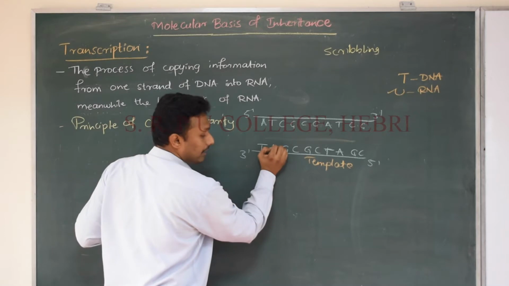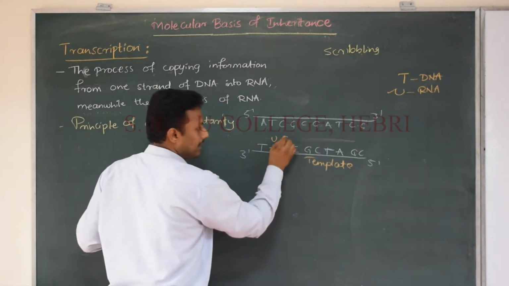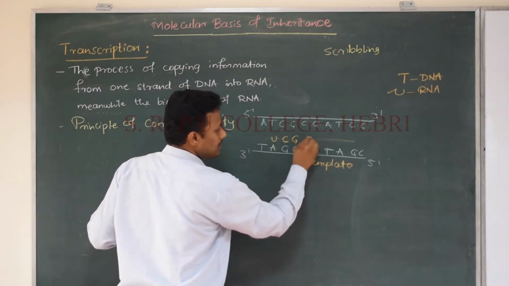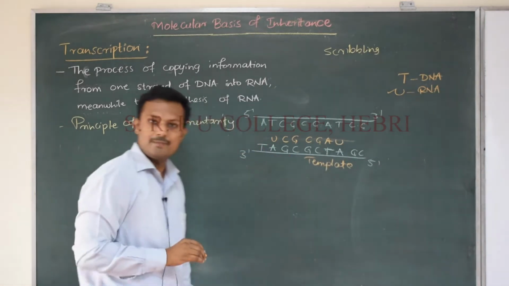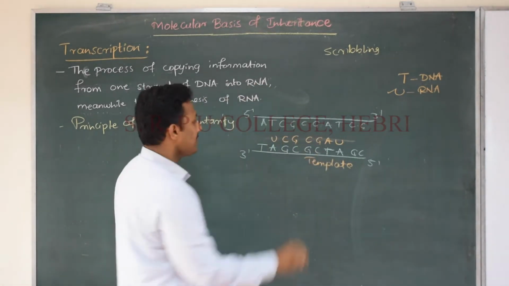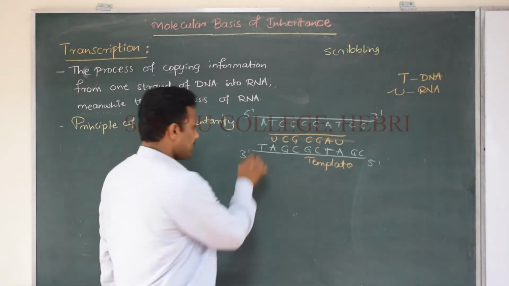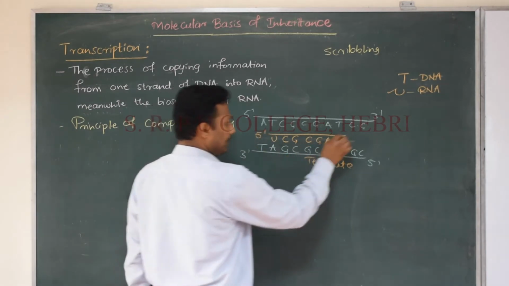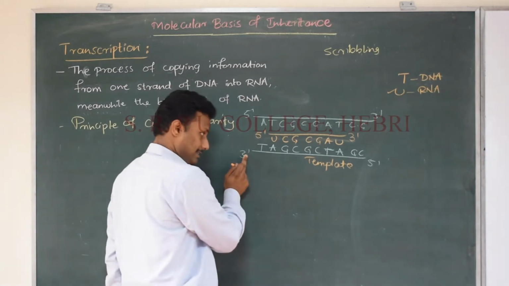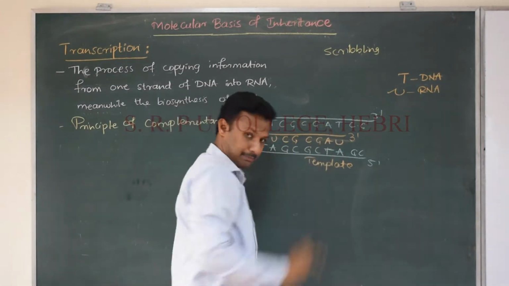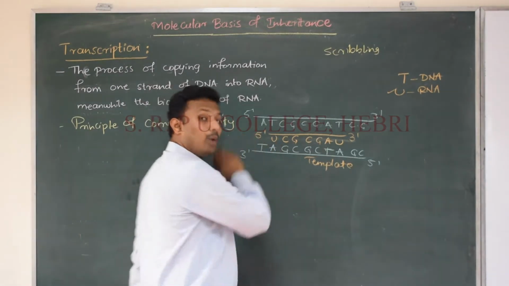See, here in front of A, U should come, you know, because T is not there, and here C comes, G comes, C comes, again G comes, A, U, like this. This sequence that is being formed here is the sequence of the RNA. Okay, this is also being formed in only one direction, that is from 5 prime to 3 prime, right? See here, this is 3 prime to 5 prime, this is 5 prime to 3 prime. They are anti-parallel to each other, yes or no? And they are also complementary to each other.